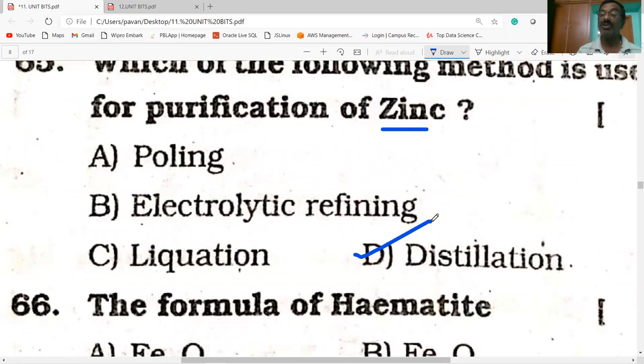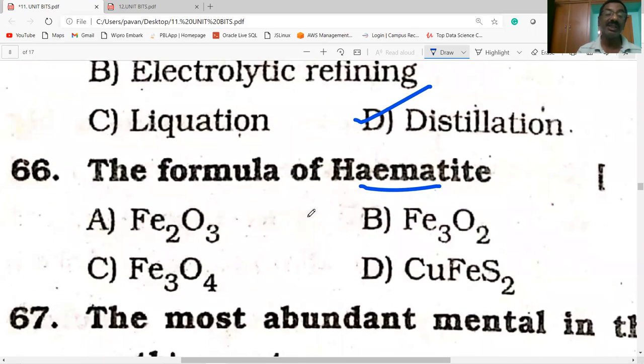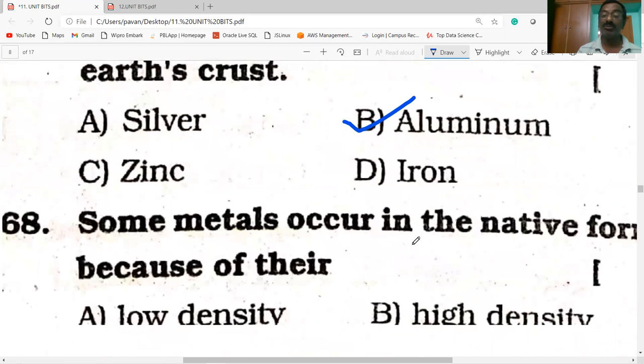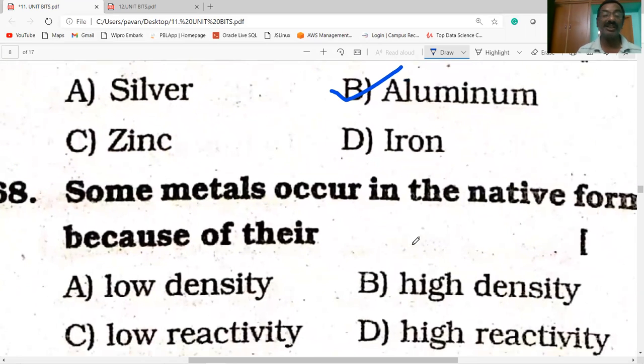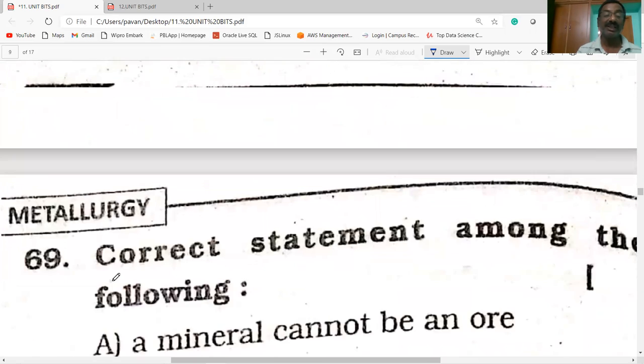Distillation, because zinc is a low boiling metal. The formula of hematite is Fe2O3. The most abundant metal in the earth crust is aluminium. Some metals occur in the native form because of their low reactivity. Next question.